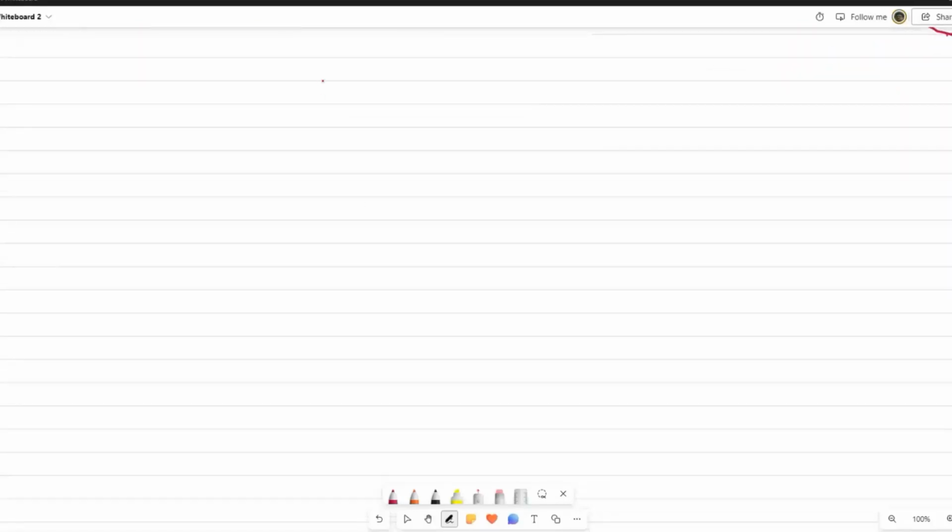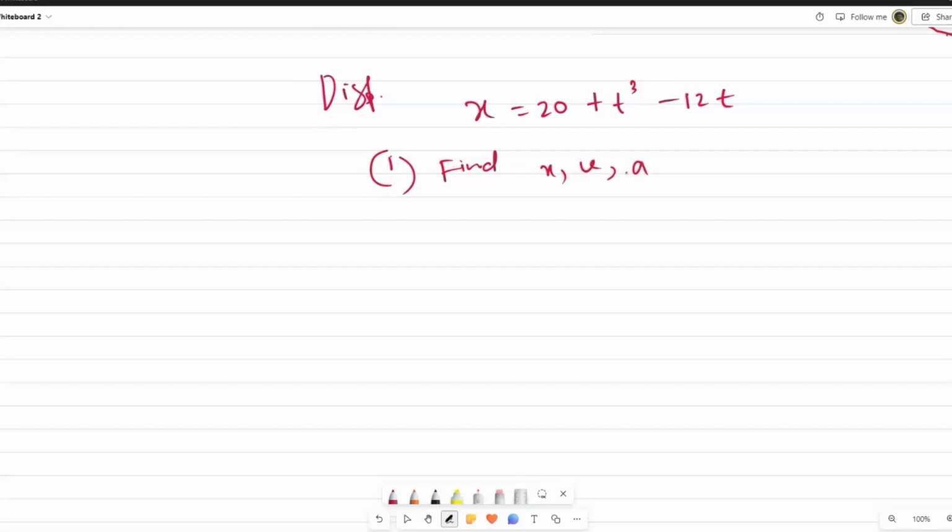Displacement of a particle is given by x equal to 20 plus t cube minus 12t. Question is, find x, v and a when t equal to 0.